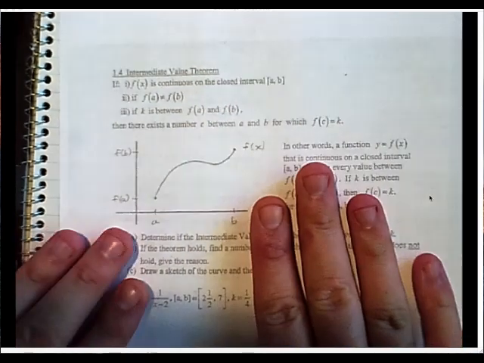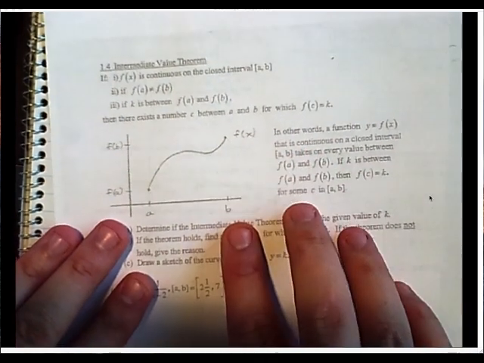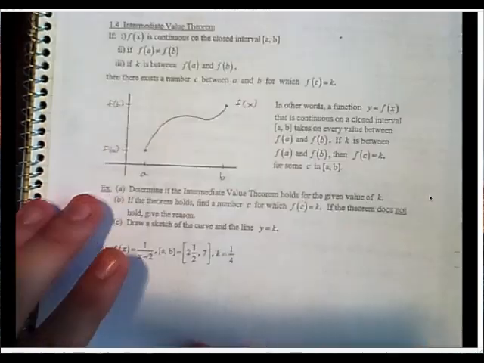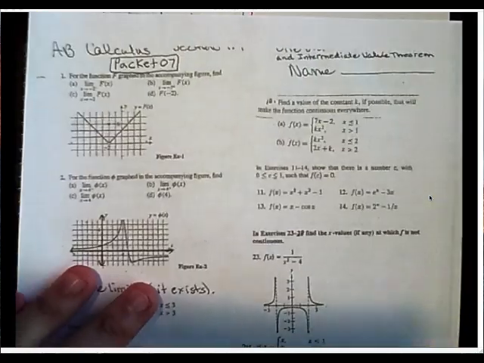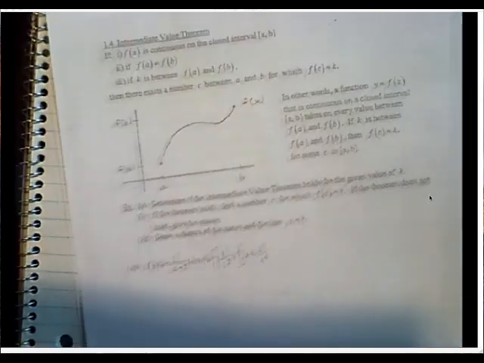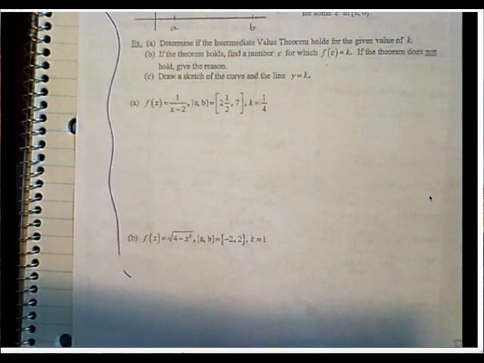We want you to do the whole packet. That's just a good cumulative review so far about limits. But the pieces that involve the intermediate value theorem are these problems, 11 through 14, and then these problems down here on the back of it. Okay. So that's your packet tonight. Just give that a shot.